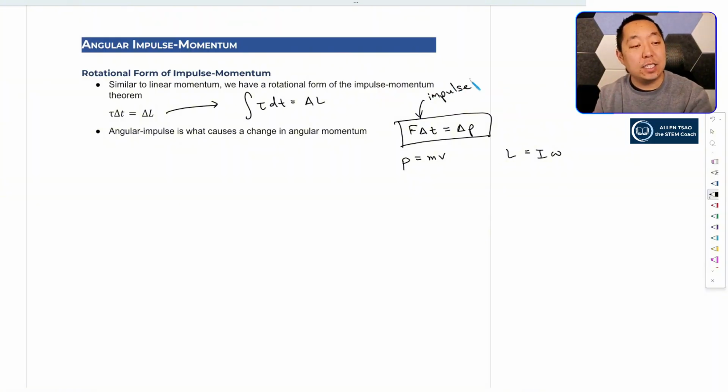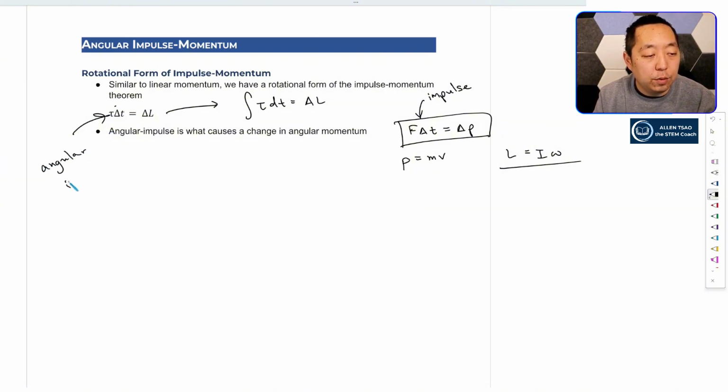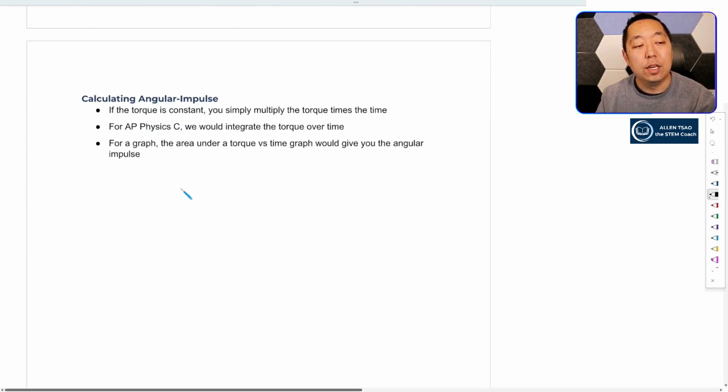And an analogous thing over here: if you want to change the angular momentum of an object, you need to have a torque over time. We call this the angular impulse. So if you ever get a question that's asking whether or not the angular momentum is changing, it has to do with whether or not there's an angular impulse. It's completely analogous. And in this lesson, we're just going to talk about how we calculate this left part, the angular impulse.